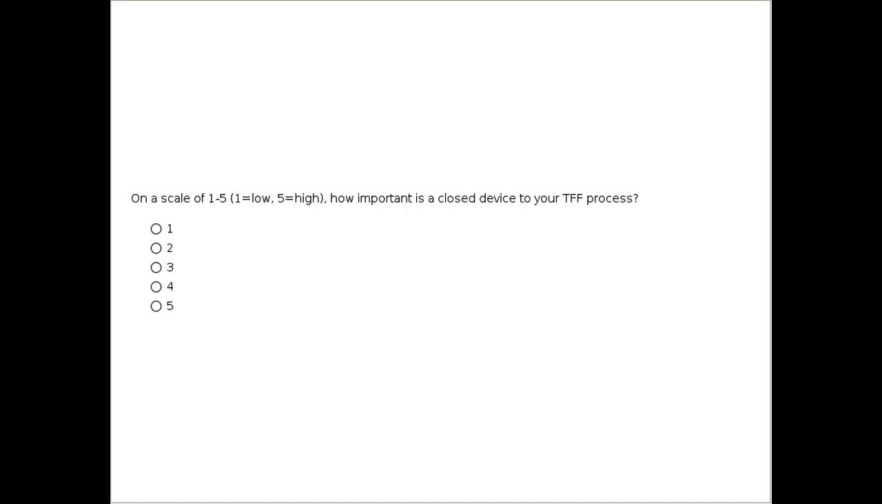Looks like we have a couple more people joining, just giving everyone a chance to answer that question on the screen. Okay, the next question from our speaker is, on a scale of 1 to 5, 1 being low and 5 being high, how important is a closed device to your TFF process? So again, 1 is low and 5 is high.